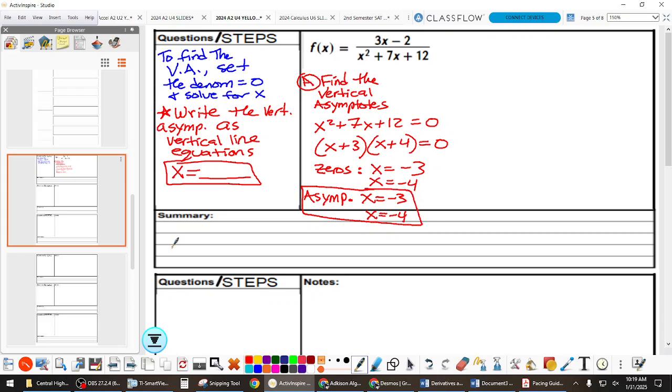We haven't seen one that has two. What do you think the graph would look like if it has two lines that it can't touch vertically? You don't need to sketch this, but think about where these are. Negative 3 and negative 4. We know that our graphs have this kind of shape, right? So how is that going to play into this kind of a situation? Any thoughts? Wouldn't it just separate the distance? Yeah.